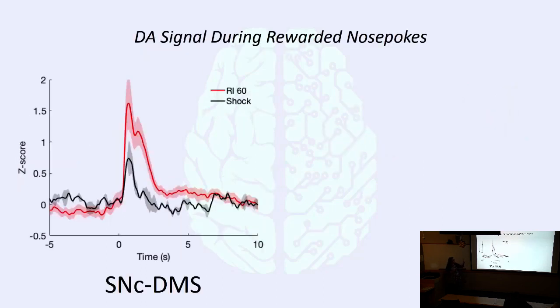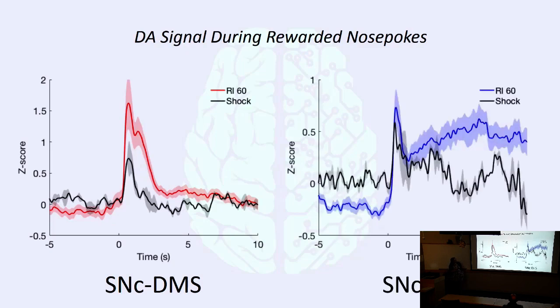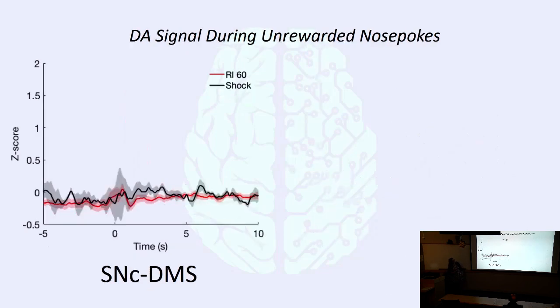And this is actually, I'll go through this really quickly because this is the only difference that we see. How I've plotted this is rewarded nose pokes during the RI60 versus during the shock. And we can see in these DMS projecting neurons that the signal decreases when they have the shocks. And I'll note that these are rewarded nose pokes that aren't paired with a shock. These are just rewarded nose pokes. But the fact that they are now going through the session where it's sometimes paired with a shock is changing the way they're encoding the value in some way. But that's the only place that we really see differences.